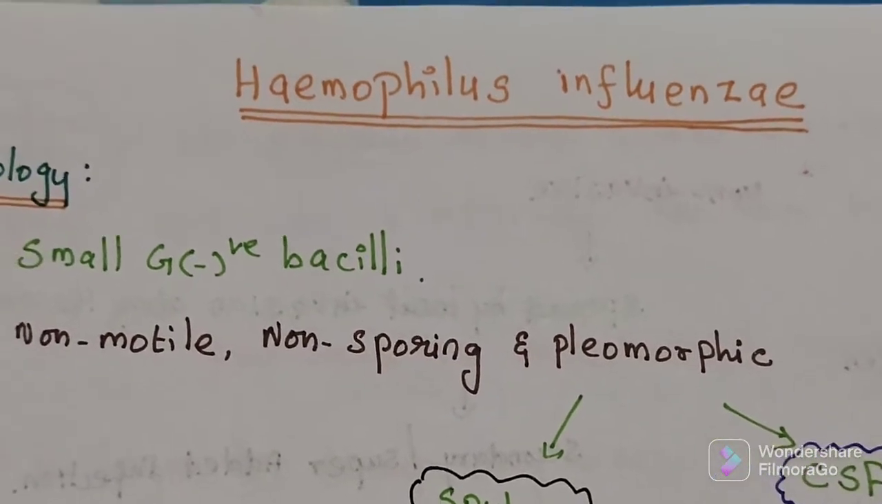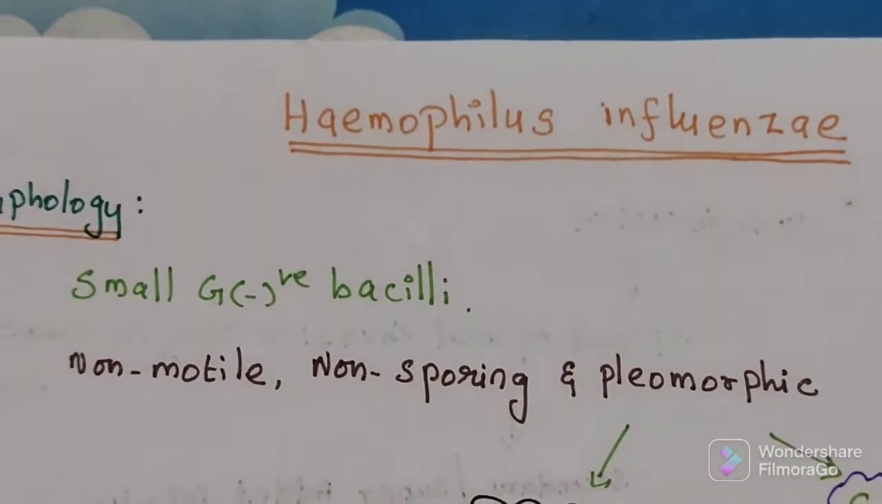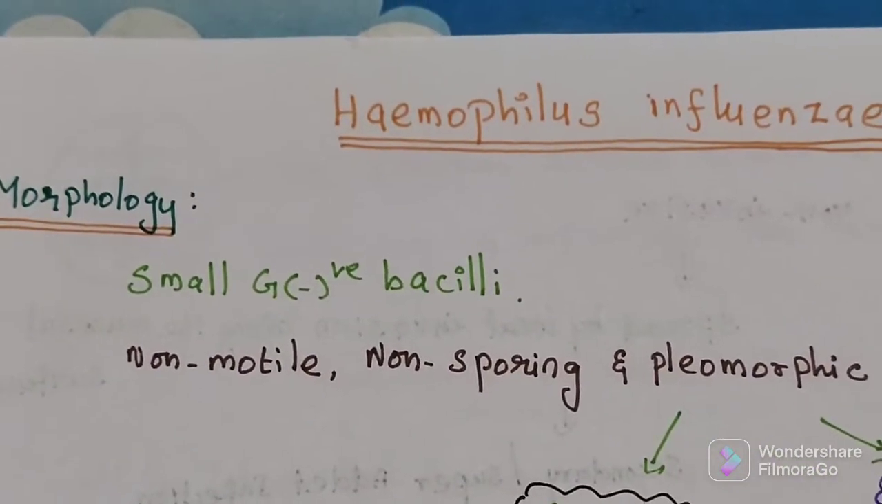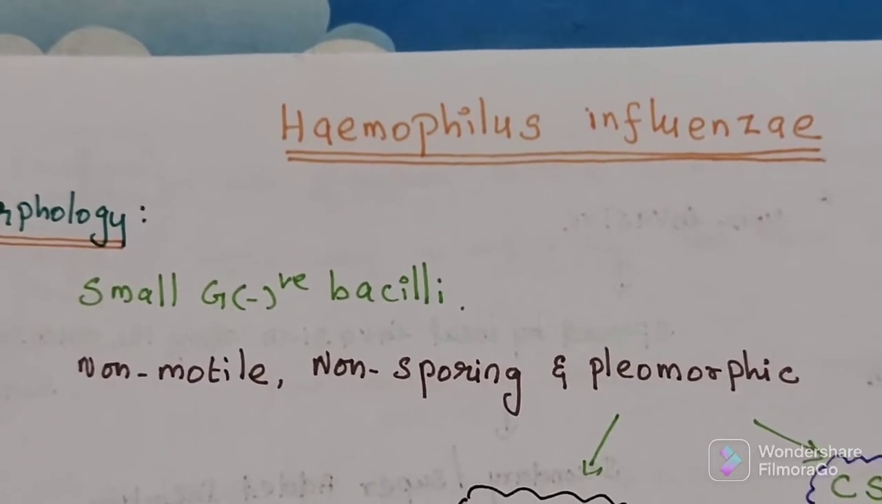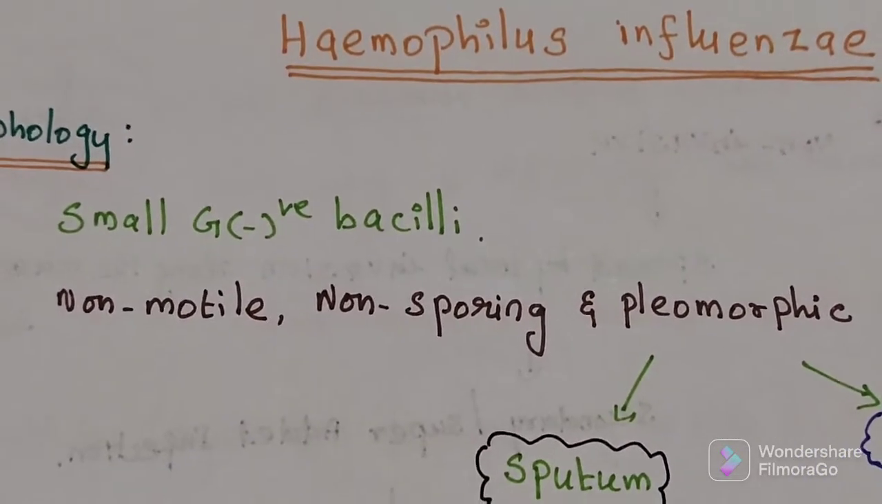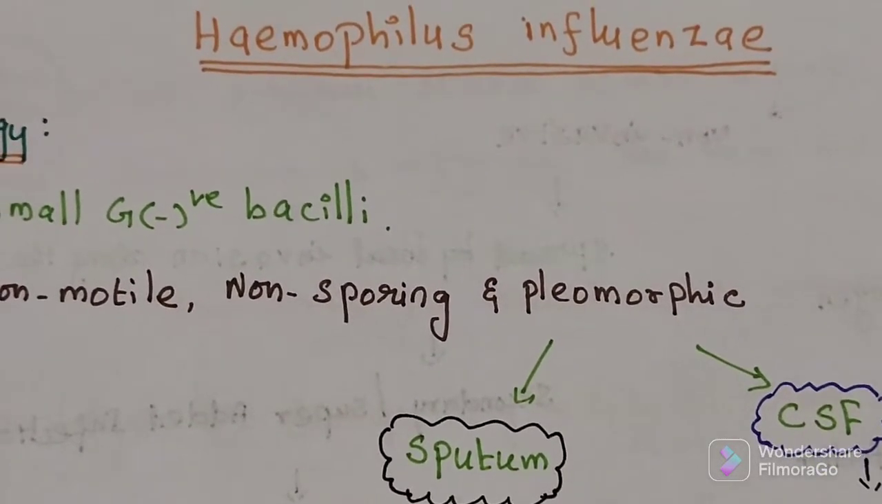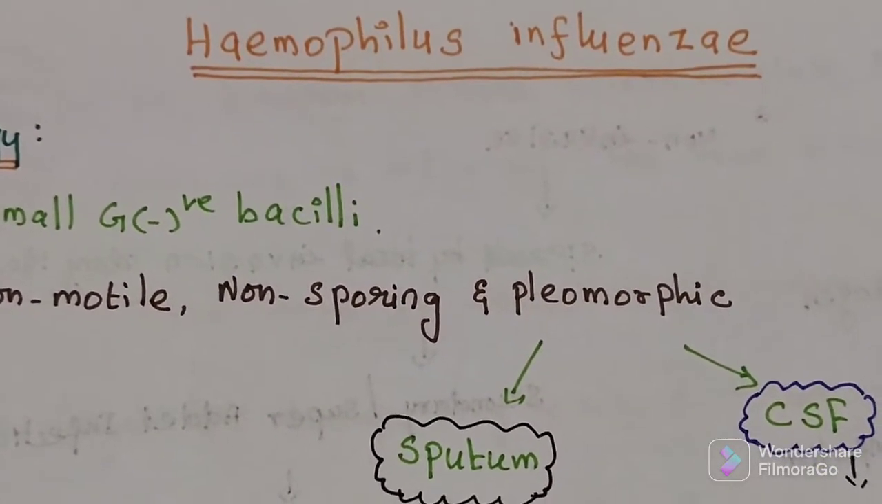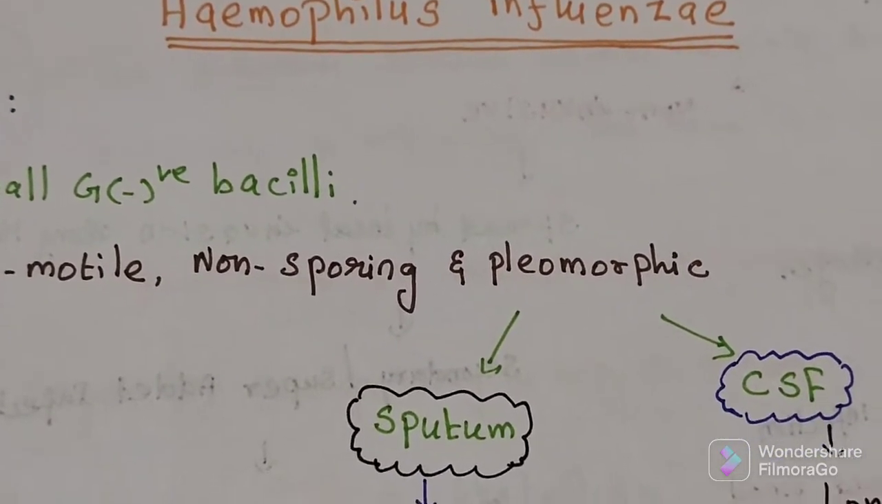In this video, we will discuss Haemophilus influenzae. Morphology: they are small gram-negative bacilli, non-motile and non-sporing. They are pleomorphic, which means they don't have any particular shape.